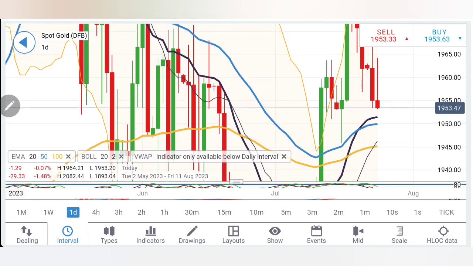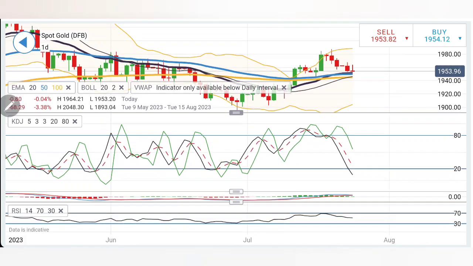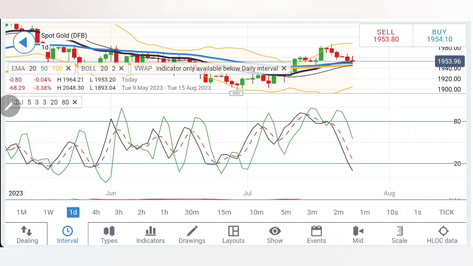At the same time, now that we know 1953, you can buy today at 1960 here, where you can expect 1964, 1968, 1970 to 73 zone. Now see, the stochastic has dropped to oversold levels.